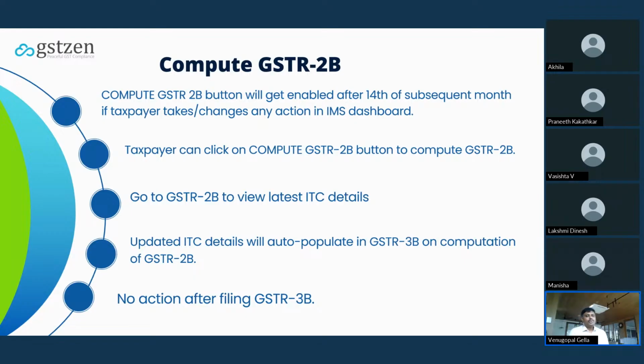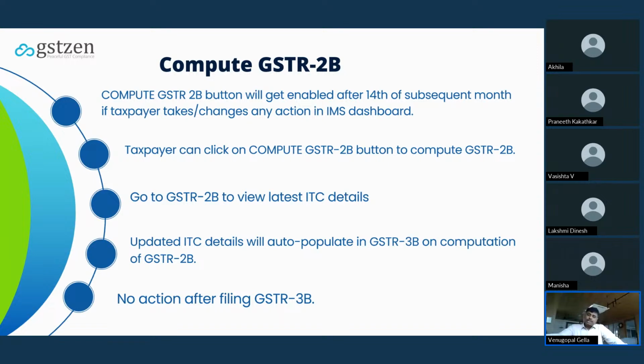Compute button is very important. You will not be able to file your GST 3B unless you recompute your 2B, because what was generated is the draft. Before filing your 3B, you have to recompute your 2B. The data from 2B will flow to your 3B, where you can get the latest ITC details.